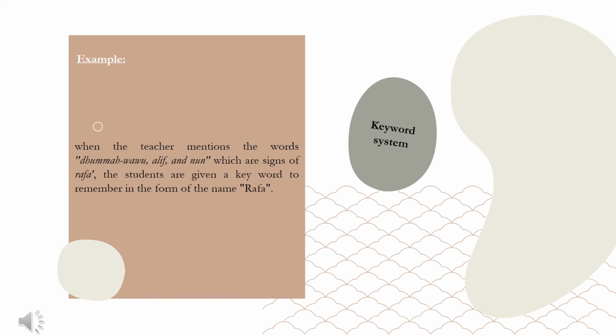And then the keyword system. An example of the use of this is when the teacher mentions the letters Dhammah, Wawu, Alif, and Nun, which are signs of Rafa'. The students are given a keyword to remember in the form of the name Rafa'.